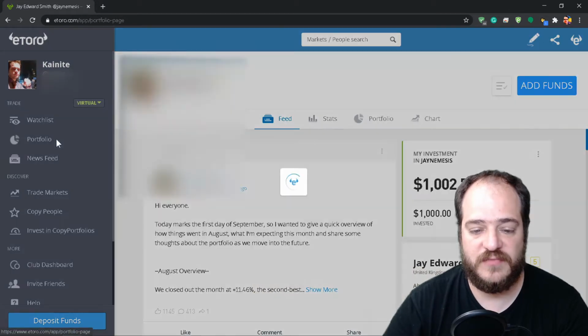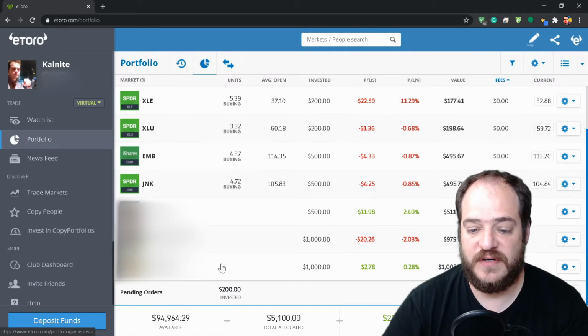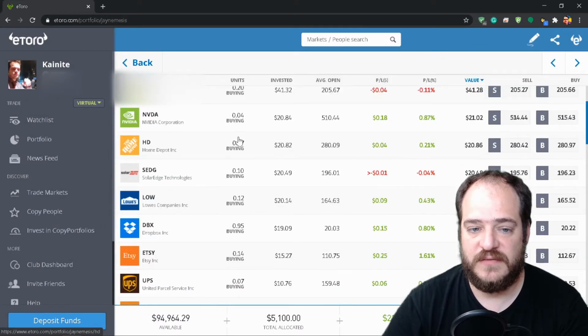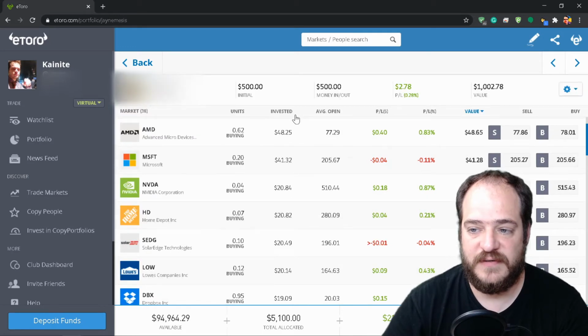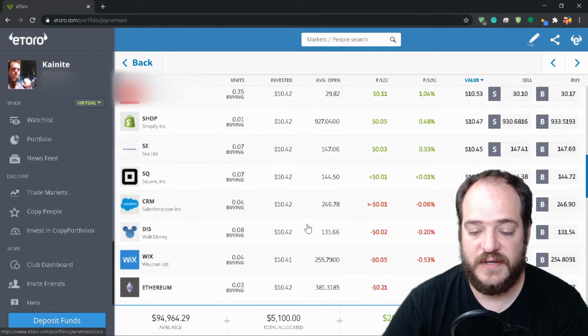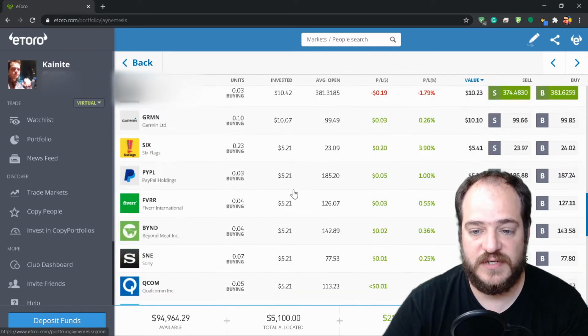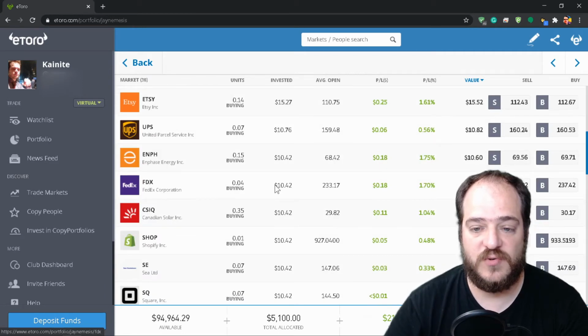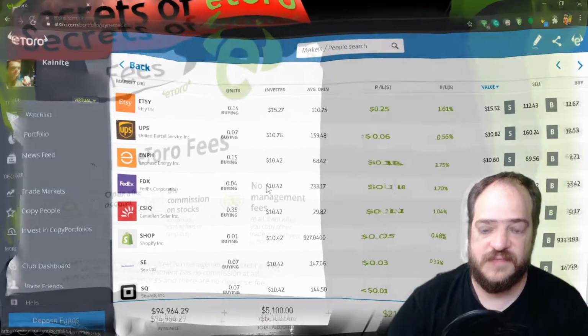Let's go back to my portfolio, and here I can go to him, and here it will show me all the trades that I have copied with the amount of money that I've copied. Bear in mind, this is always percentage. If I'm investing 1,000 euros, it's going to split those 1,000 euros depending on the percentage of the stocks that he has.